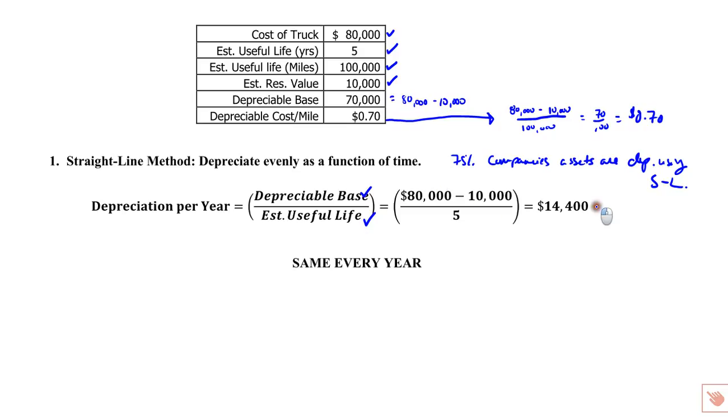70,000 divided by 5 is 14,000. Why is that not sounding right? That's 14,000 on the dot.